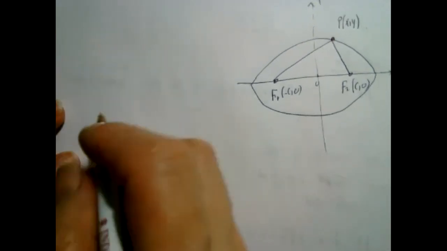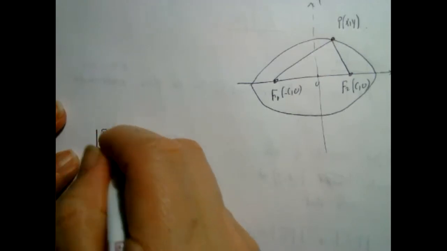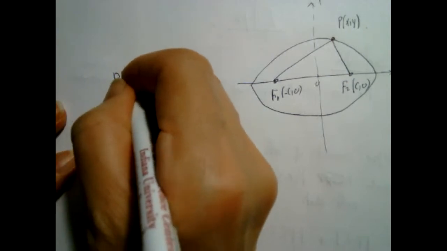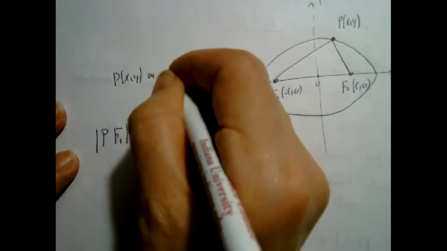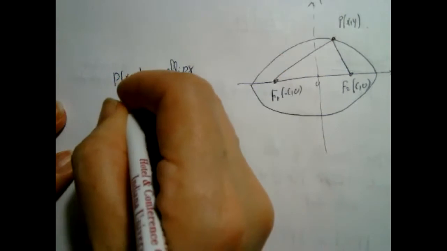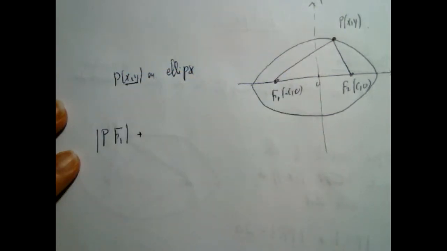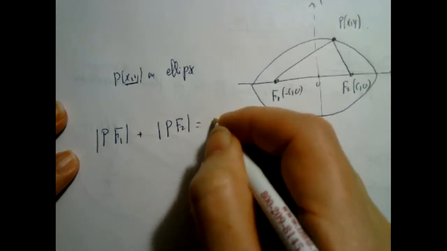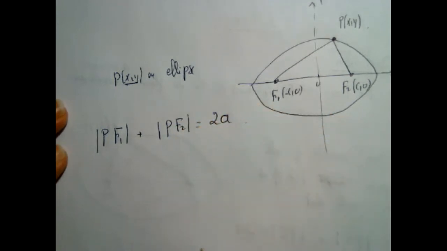Now I'm going to use the fact that the sum of the distances is equal to 2a to be able to derive the equation, because that's what characterizes the point. So bear with me a little bit. There is some math going on, simple math. So what characterizes the point? Suppose P is on the ellipse. My goal is to find an equation that relates x and y. It means the sum of the distances is equal to 2a.